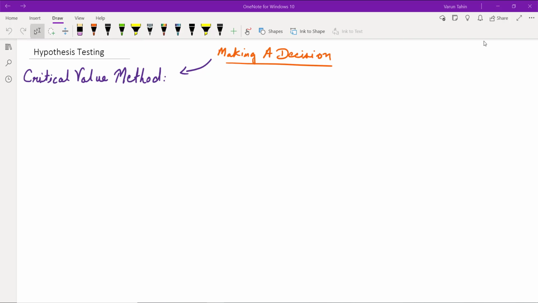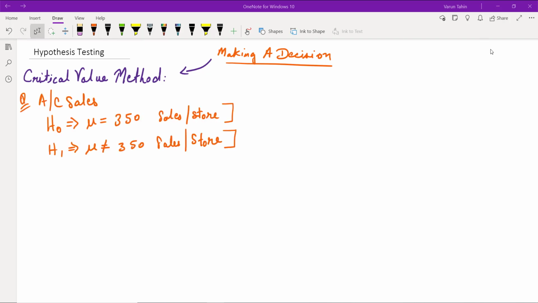So today we will try and see an important method known as the critical value method to help us make informed decisions based on the statistical values. Now what we will do is we will take the AC sales example from the previous session and we'll see how the critical value method helps us in taking an informed decision here.